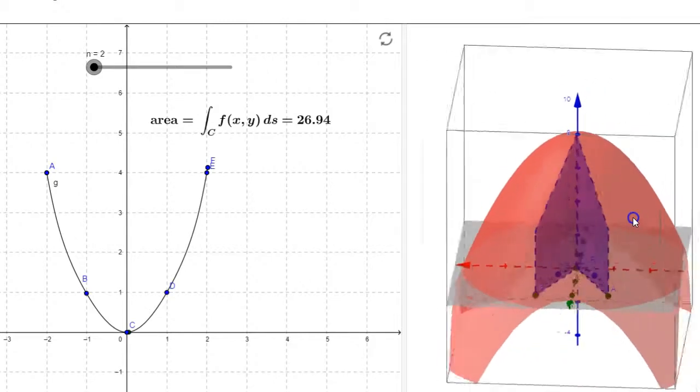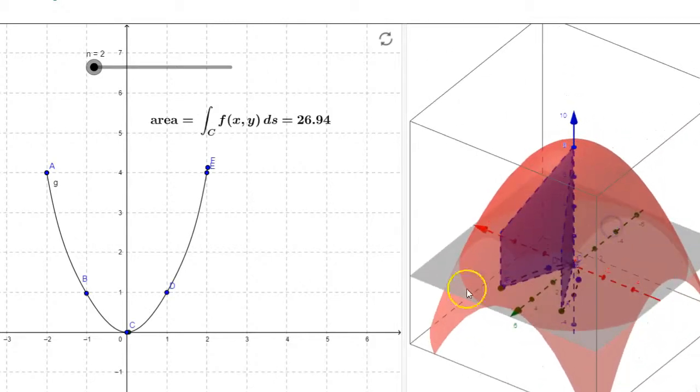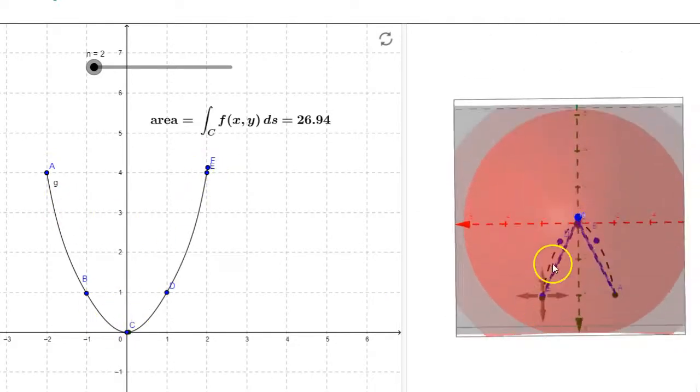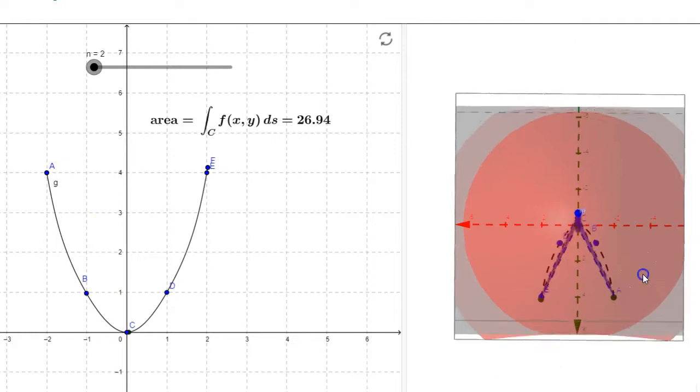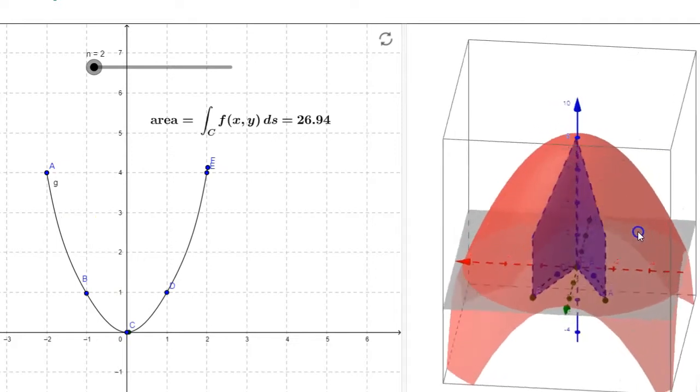I am picking, since I have 2 points, I'm using A and E, and see, n equals 2, if you remember, that's how many rectangles I'm going to use, or trapezoids in this case. So I'm going from A to C, and then C to E in this picture over here. And I'm making 1, 2 trapezoids.